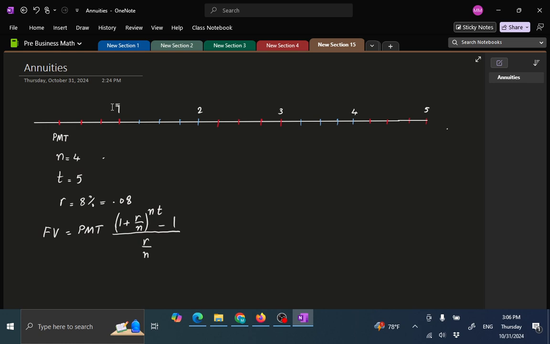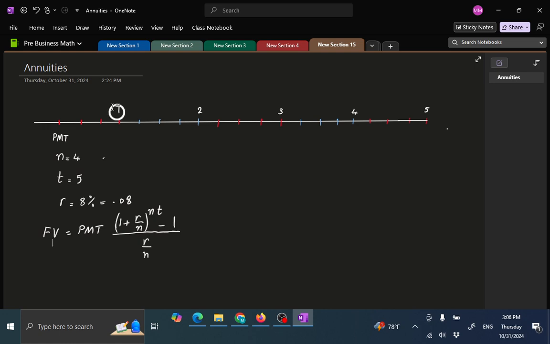Today we are going to talk about annuities. Annuities are regular payments with a fixed rate of interest. So here I have attempted to draw for you the situation.